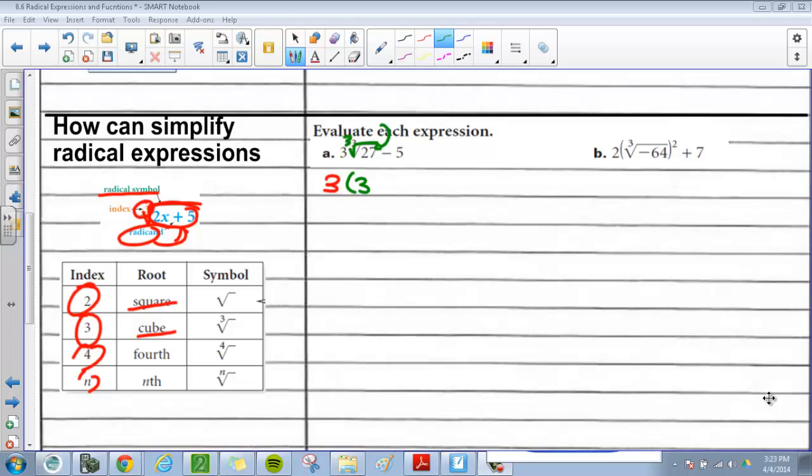So I'm going to put in my 3 right there, and then we'll subtract 5. Then we'll just do our nice algebraic manipulation. We have 9 minus 5 right here, and that turns out to be 4. So our answer for this one turns out to be 4.